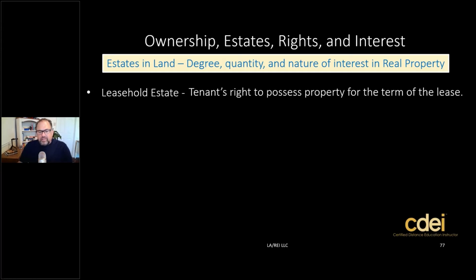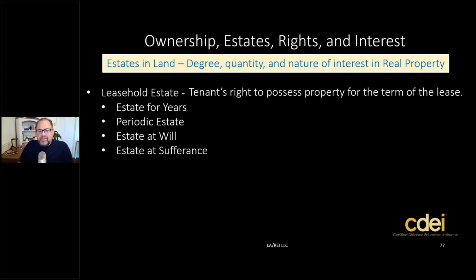Now, let's look at the four different types. Listen to me carefully. Four different types are the principles behind leasehold estates. First one is estate for years. The second one is called periodic estate, or you may see it on the state exam as periodic tenancy. The third one is an estate at will, and the last one is an estate at sufferance. You want to know these four for the state exam.